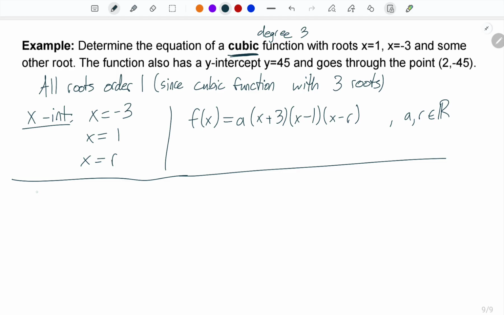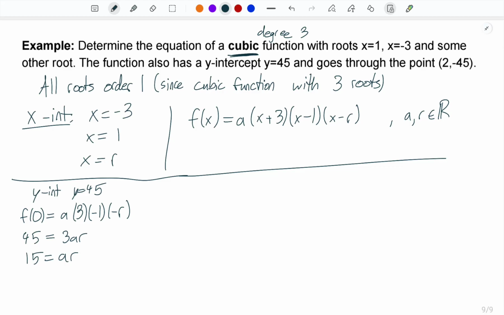So we will have here the y-intercept, y equal to 45, which means f of 0 is equal to a times 3, -1, and then we have negative r. So we have 45 is equal to 3 times 1 is 3, and then you have the two negatives, which will become positive, so it's 3ar. Divide by 3, 15 equals a times r. I'm just going to leave it like that. We might do a little bit more with that, but for now, we'll work with it in this stage.